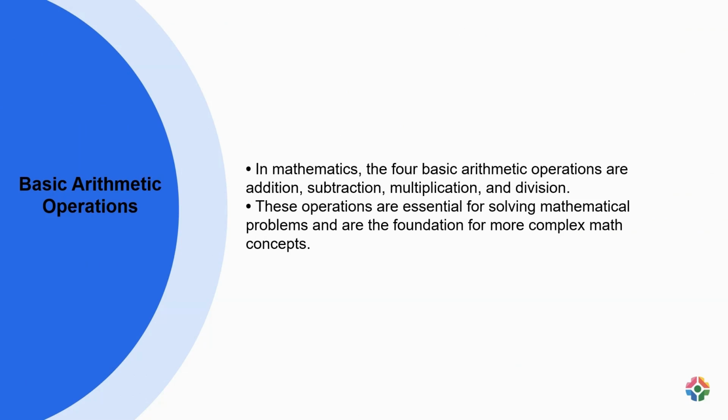Addition combines two or more numbers to find their total sum. For example, if you have 2 apples and someone gives you 3 more, you would have a total of 5 apples. Subtraction involves taking away one number from another to find the difference. For instance, if you have 8 cookies and you eat 3, you are left with 5 cookies.